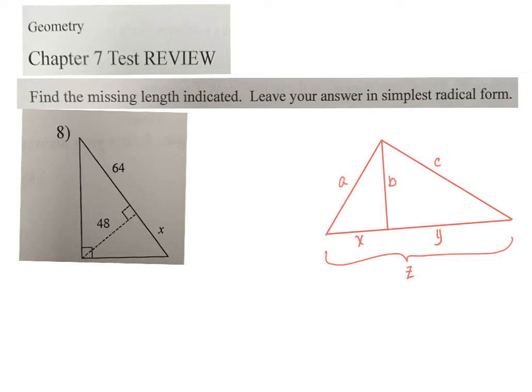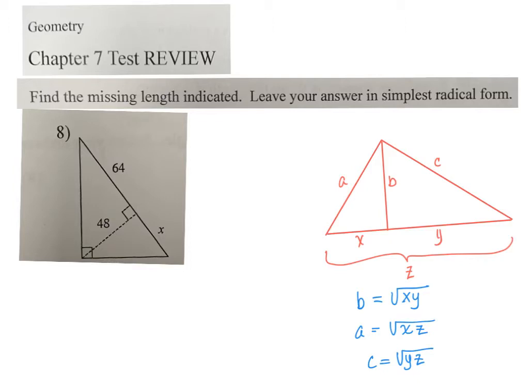All right, so for this, you're talking geometric mean. For this particular triangle that I have drawn up here, B is the geometric mean between X and Y. A is the geometric mean between X and Z. And C is the geometric mean between Y and Z, okay? So you have to look at what you have and what you can get from it. This is where most of you messed up on your quiz for me, okay?